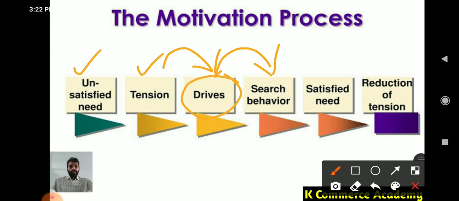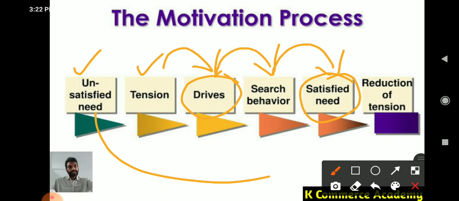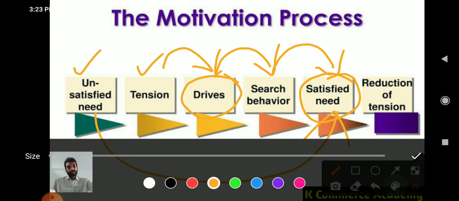As soon as I will start searching, it may be possible that after walking for 5 to 10 minutes, I will find a shop where I can get certain snacks. I can buy those snacks, biscuits or chips, something, and I can eat those. After having those snacks, my need will get satisfied, and I will start feeling motivated because my need has got satisfied. So the process of motivation got started with the unsatisfied need.